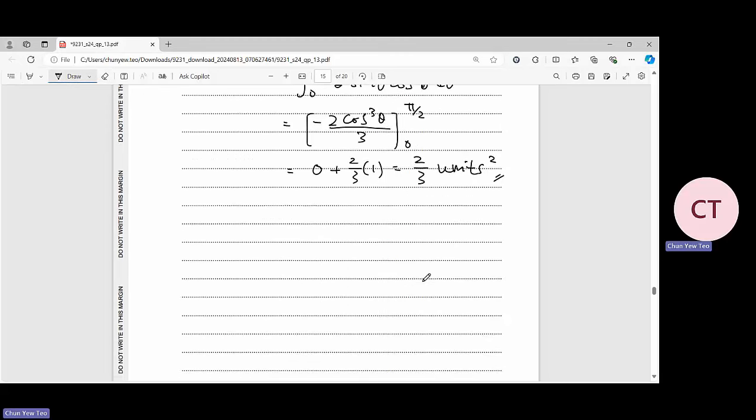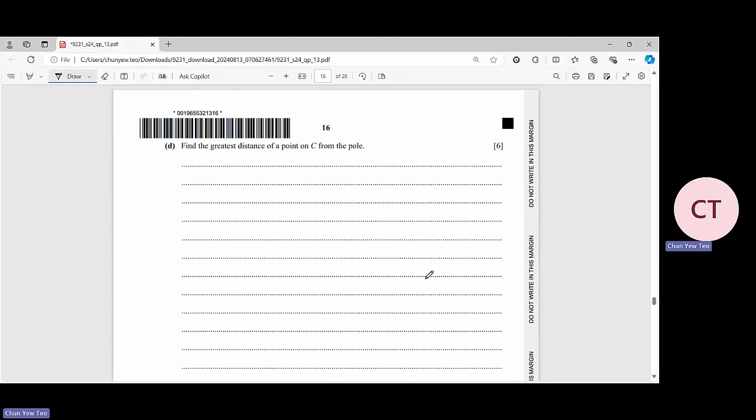Now we move on to the question D. The greater distance from the pole. That means we are looking for the Rmax. So for Rmax, we need to find the r d theta equal to 0. So we will go back to the equation again. Our polar equation will be r square equals 2 sine theta cos theta.